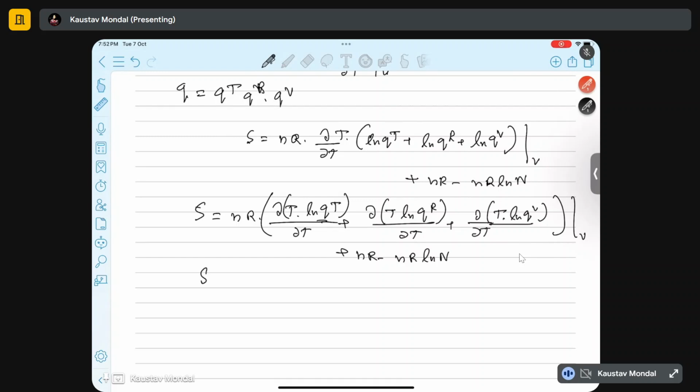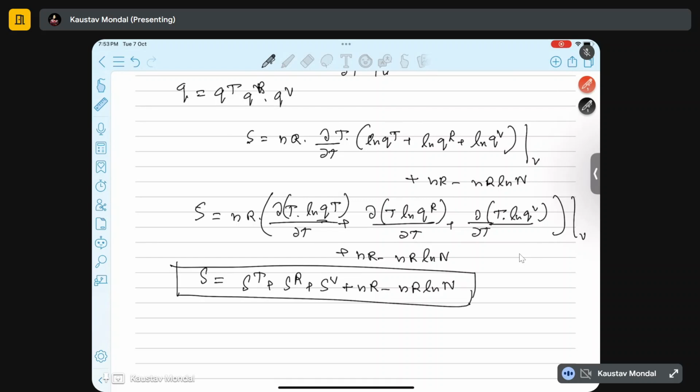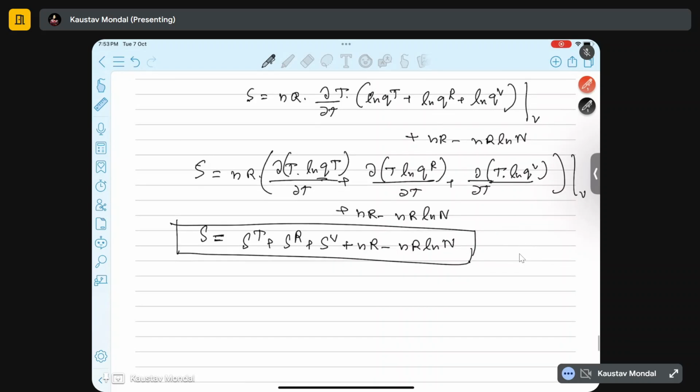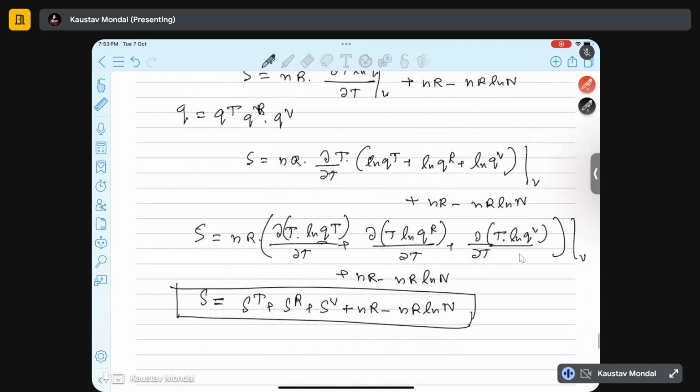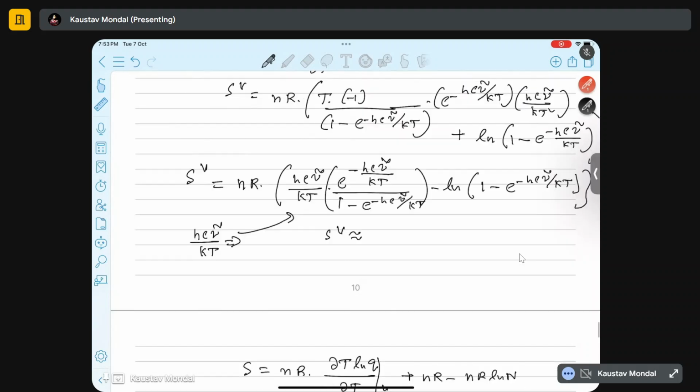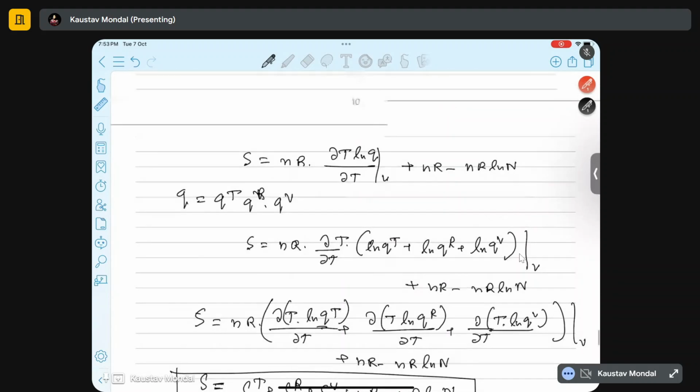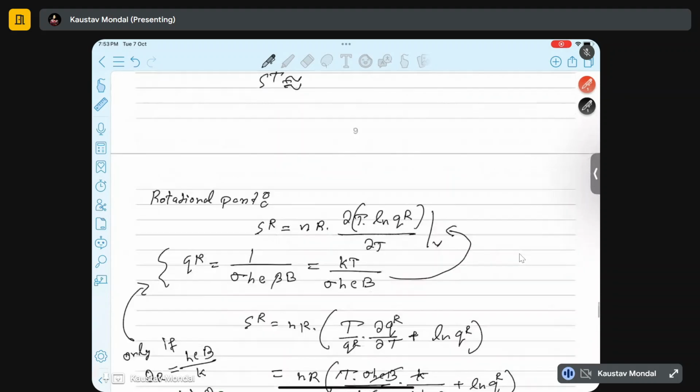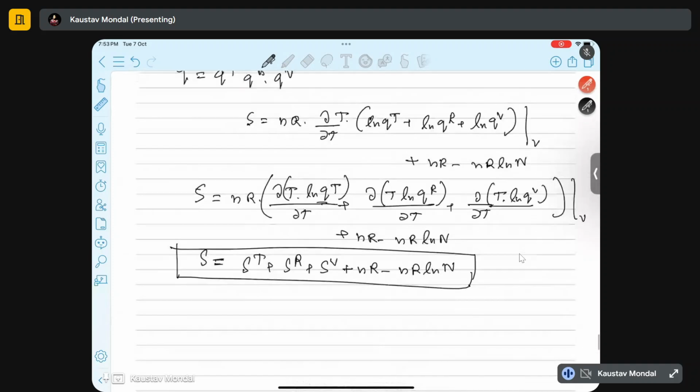Now here S would be NR into del T of T into ln qt by del T plus del T of T into ln qr by del T plus del T of T into ln qv by del T, this whole thing at constant volume, plus NR minus NR ln N. So the first term gives you St, the second term gives you Sr, and the third term gives you Sv, plus NR minus NR into ln N. So this is the value of the total entropy S, which basically includes Sr, St and Sv, rotation, translation and vibrational terms, right? Okay, this is how you should calculate the total entropy of the system.